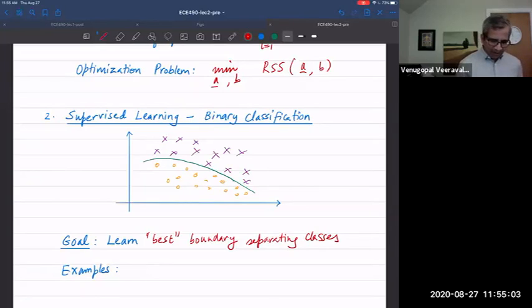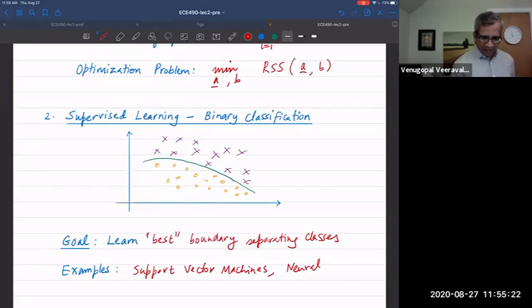And we'll talk about two specific examples a little bit later in the course. One is support vector machines, and the other is neural networks. Both of these methods to find the boundary can be posed as optimization problems that need to be solved.